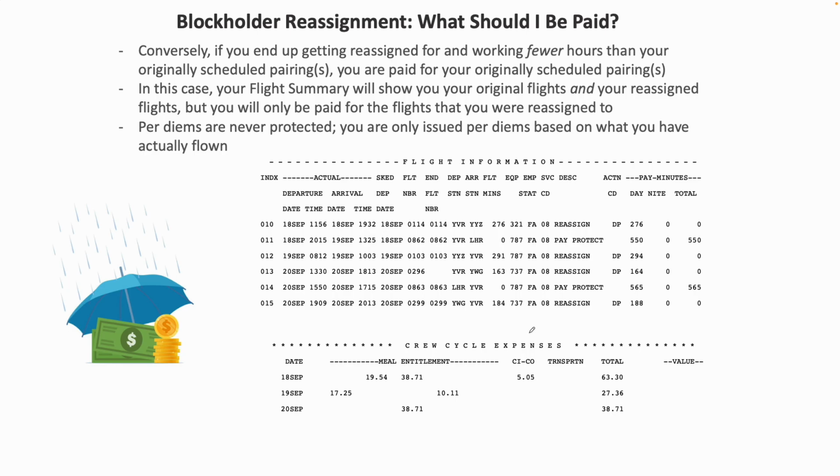As mentioned before, per diems are never protected. You are only issued per diems based on what you have actually flown. So this is where it is important for you to see what you actually flew, even though you're not paid for it. The reason for that is what you're pay protected for, we're not going to look at when calculating per diems. We're only going to look at what was actually flown.